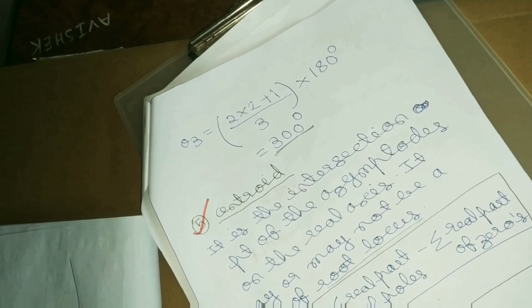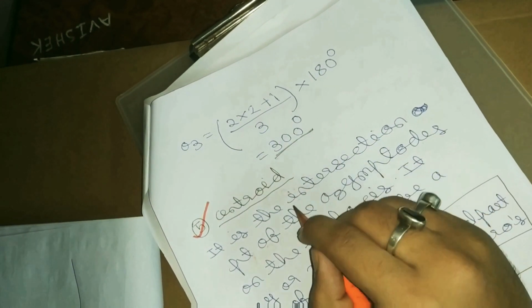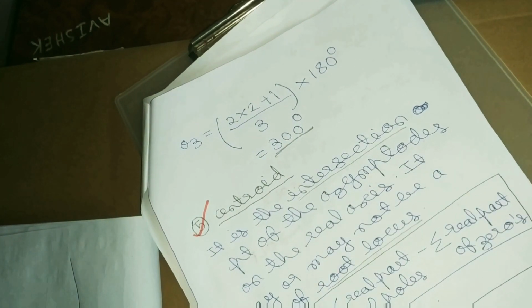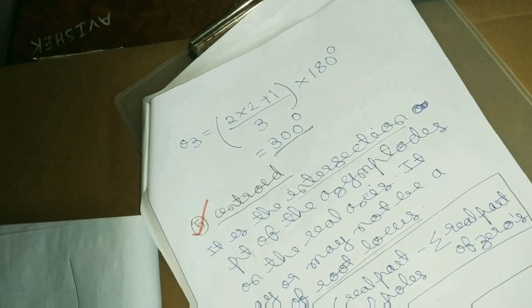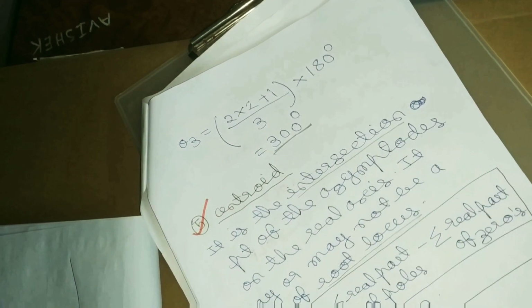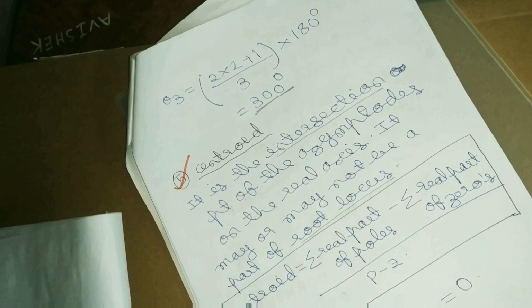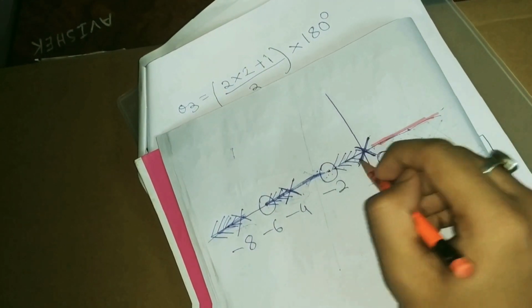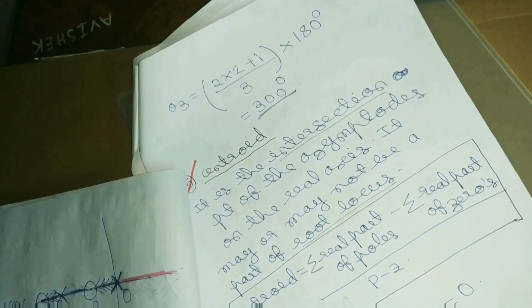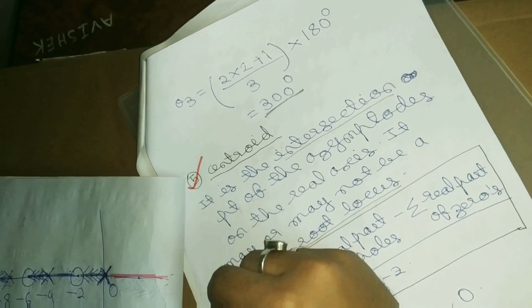It means you have to draw the asymptotes from the centroid. So the meaning of this sentence is that it is the intersection point of the asymptotes on the real axis. It may or may not be a part of the root locus. So the centroid may lie on the root locus or not. It can lie on this root locus portion, or it may not lie on the root locus portion. It doesn't matter.